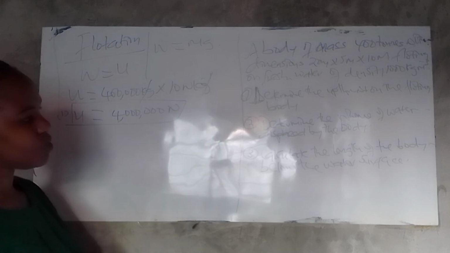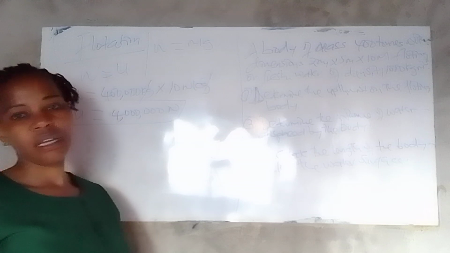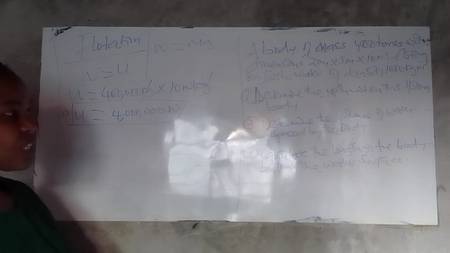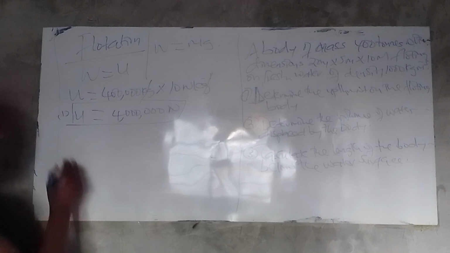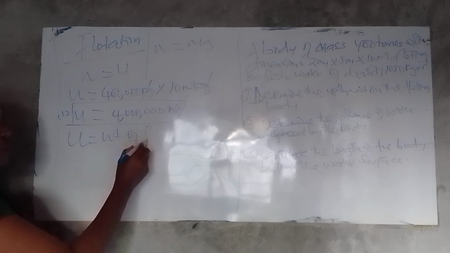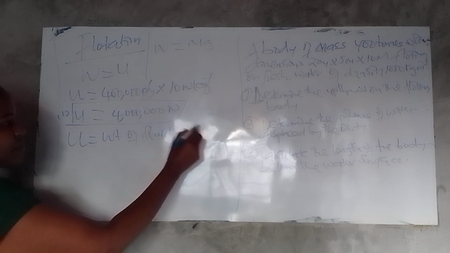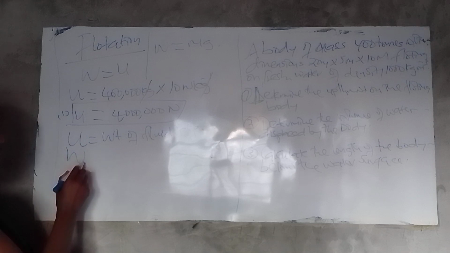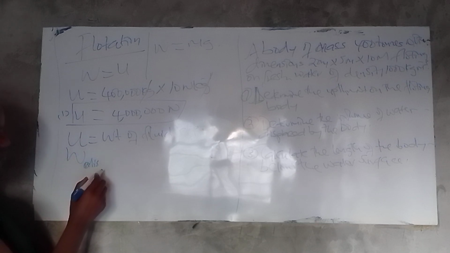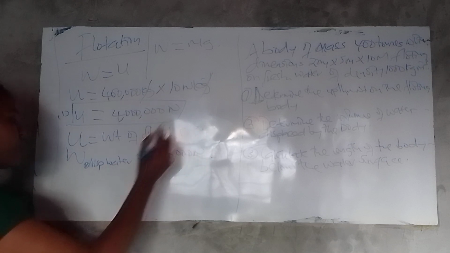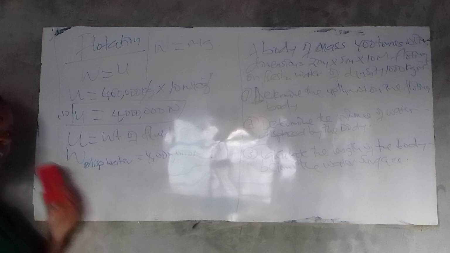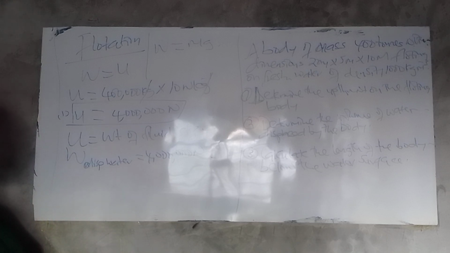Now we go to part 2 of the question. Determine the volume of water displaced by the body. How do we calculate that? Upthrust is equal to the weight of fluid displaced. So the weight of the displaced water is also equal to 4 million newtons. Flotation is simply a special case of Archimedes' principle. So the weight of the water displaced is 4 million newtons.